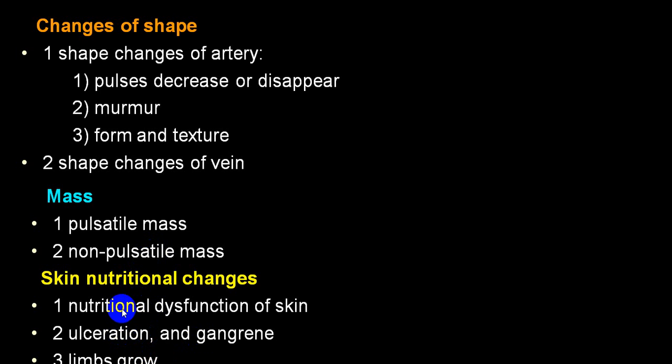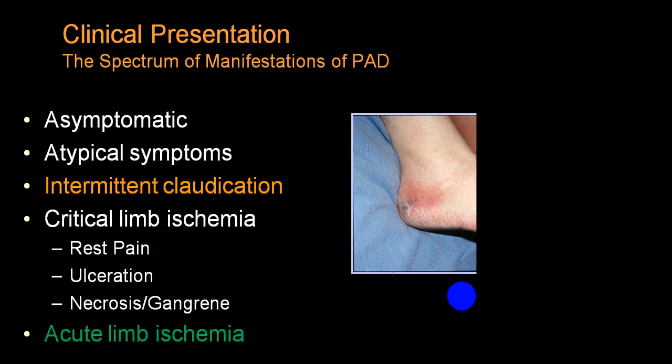Because of a chronic illness, the nutritional supply is also reduced, so the limb growth may be affected. The affected limb may be a little thinner as compared to the opposite limb.